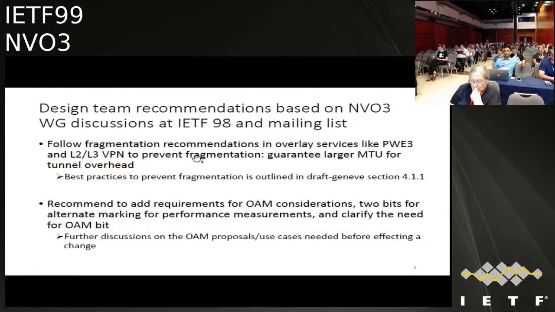The main objective for this recommendation is to prevent fragmentation. One of the ways the PWE3 RFC addresses that is by guaranteeing a larger MTU size for the tunnel overhead. We have a similar section, 4.1.1 in Geneve, that outlines best practices for preventing fragmentation. Pretty much the same thing: increasing the MTU size so that you don't have fragmentation. And even if there is fragmentation, it should be done before the encapsulation, so that the packets or frames don't get fragmented in transit.